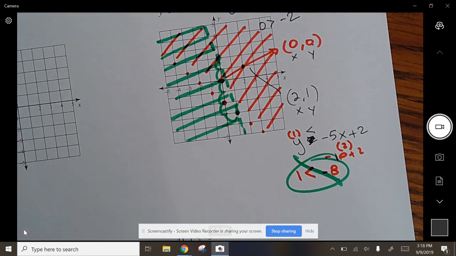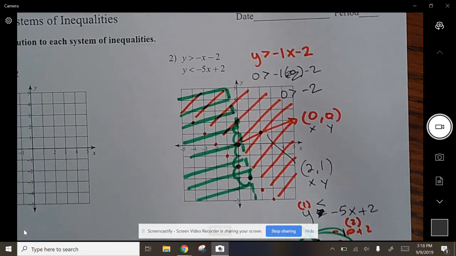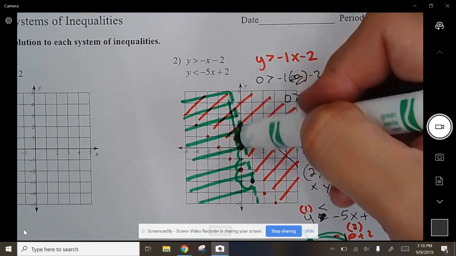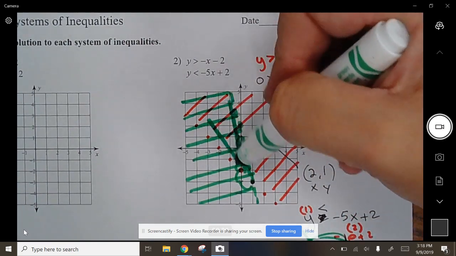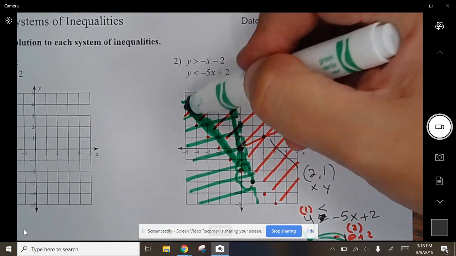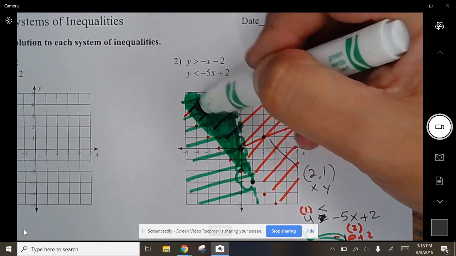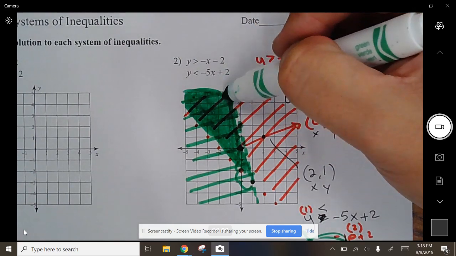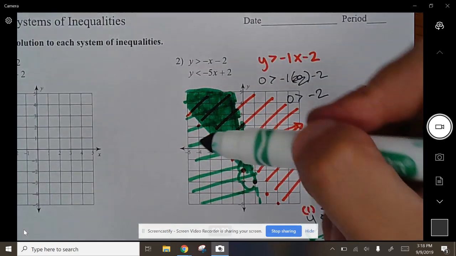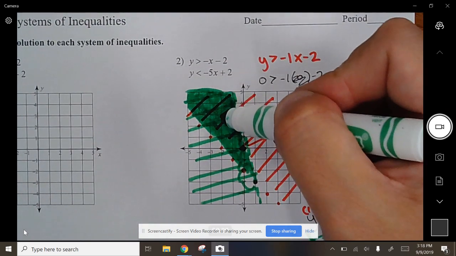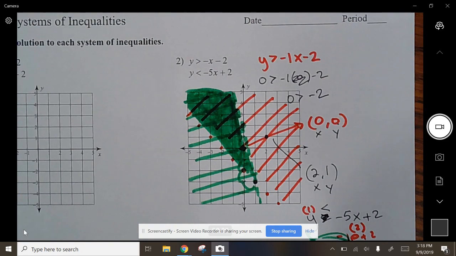Can anyone see where that overlapping happens? The overlapping is your answer. So you can see it's overlapping here and in here. And if I asked you, give me a solution where the point is in the overlapping area, you could say like -2, +3. That would be a solution in the coordinate. But this is exactly what it should look like. All right? Now let's go to the next one.